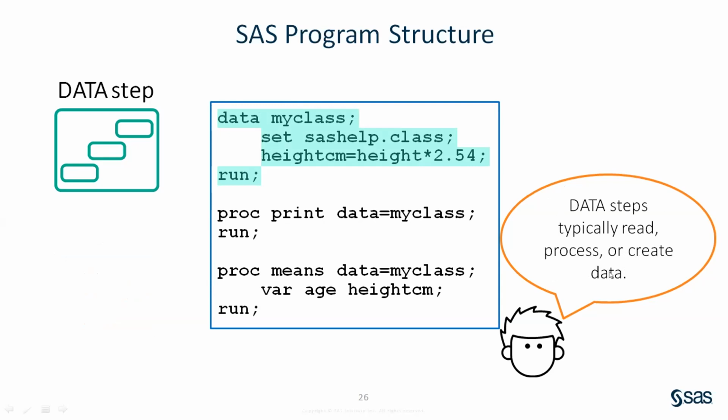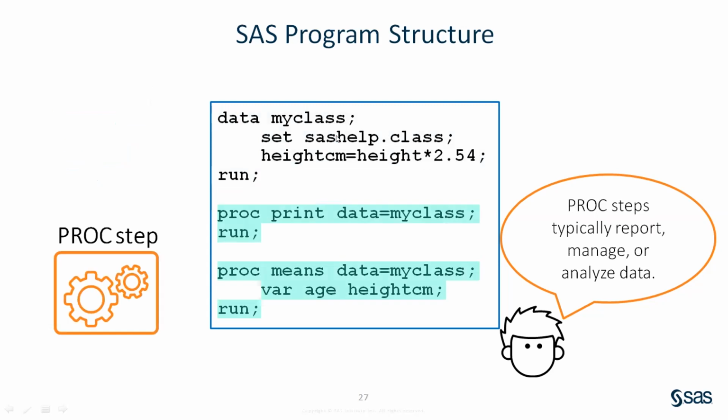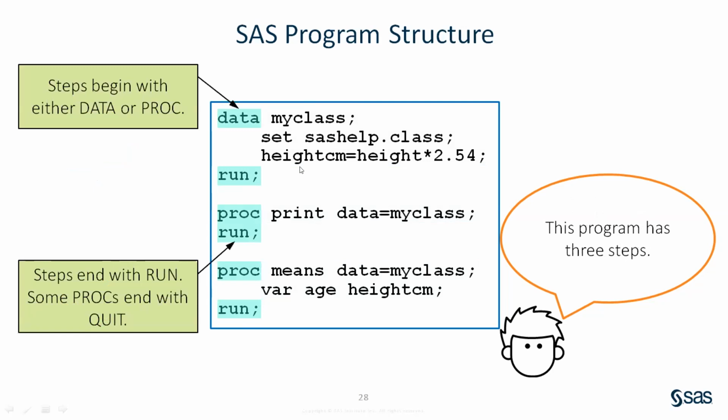A data step typically reads, processes or creates a new data set. Whereas in a proc step, you typically generate a report, manage a table, or analyze the data. A data step always begins with the keyword data and ends with a run, whereas a proc step, or procedure step, always begins with the proc keyword and ends with a run. There are also certain procedures which use quit to stop the proc step. So what is that procedure? We'll see it in upcoming topics.